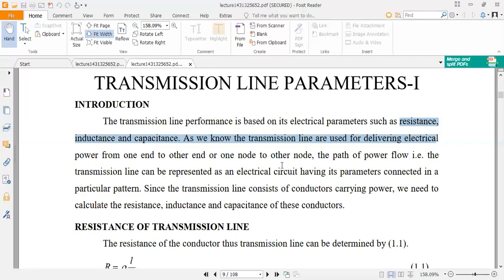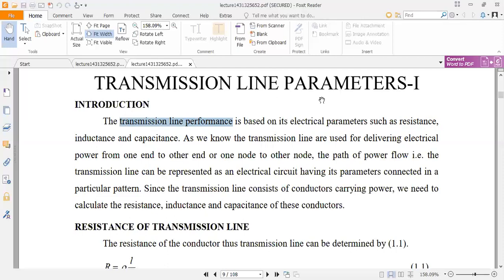The second term is voltage regulation. When we give an input from the input side and take an output from the output side, there is a variation between the input and output side, a voltage drop between them. This variation is calculated in terms of voltage regulation, and it can also be expressed as a percentage. So both these terms are used for measuring the performance of the transmission line.